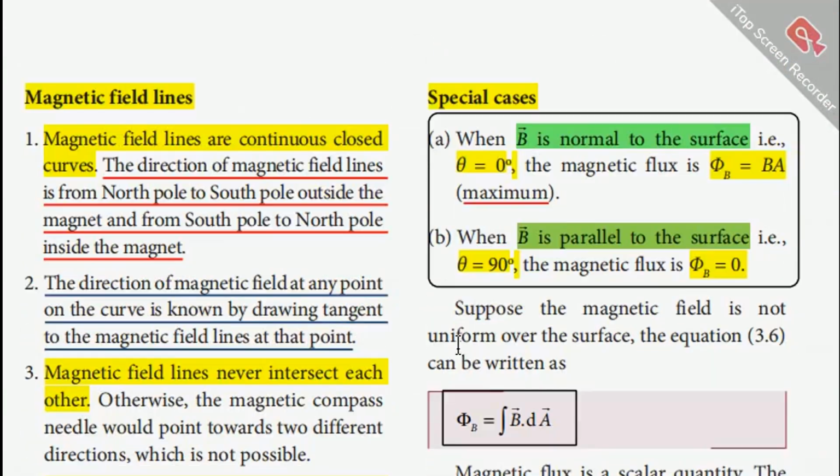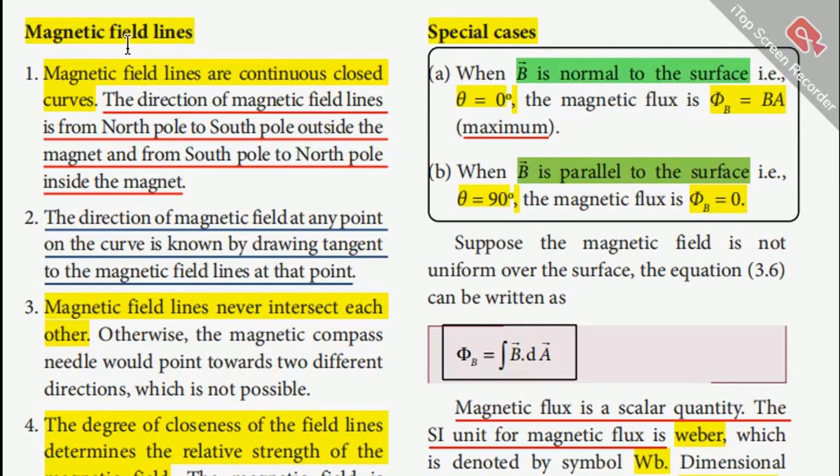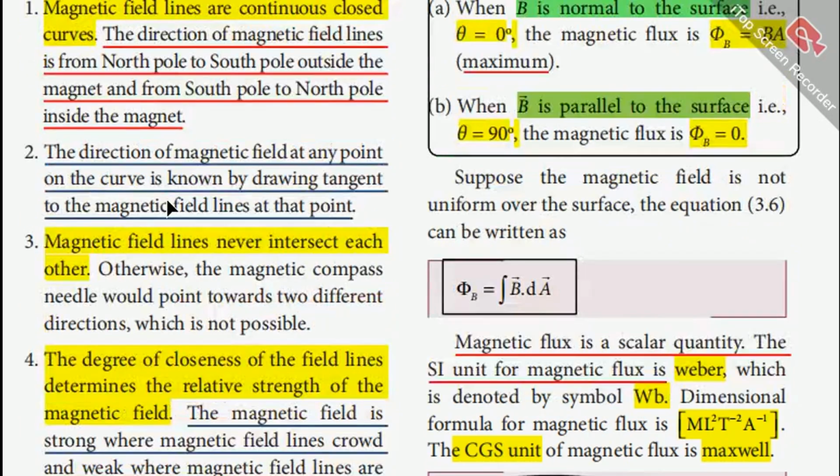Next, we are going to study the magnetic field lines. What are magnetic field lines? They are continuous closed curves. The direction of magnetic field lines is from north pole to south pole outside the magnet, and from south pole to north pole inside the magnet. The direction of magnetic field at any point on the curve is shown by drawing a tangent to the magnetic field line at that point.